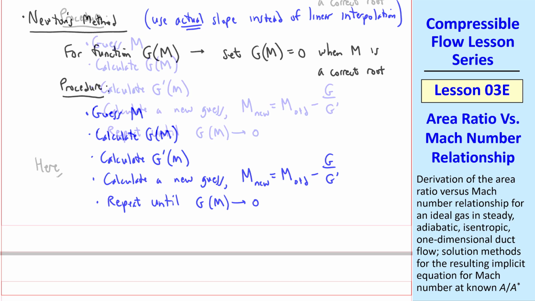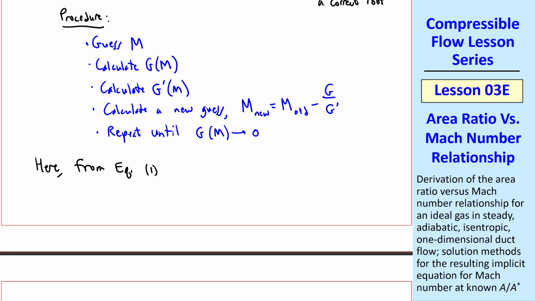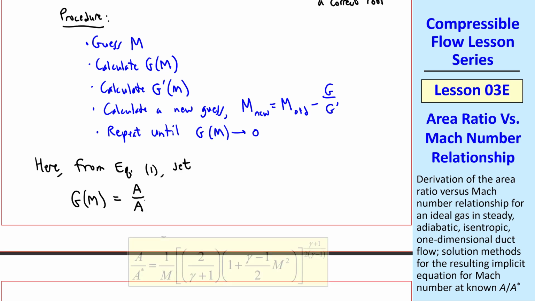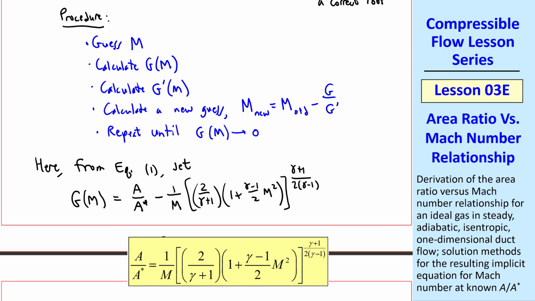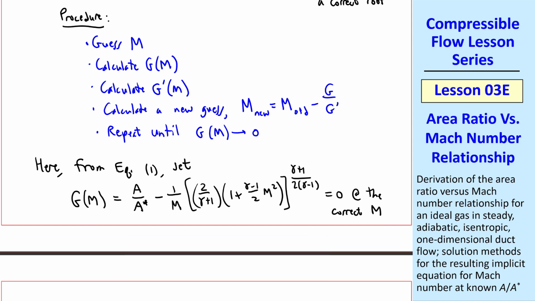Here, from equation 1, we want to create our g so that it's 0 at the correct m. And you can see that all I did was replace the equal sign in equation 1 with the negative sign, so this equation should be exactly 0 at the correct m, keeping in mind that there are two correct roots, a subsonic one and a supersonic one.